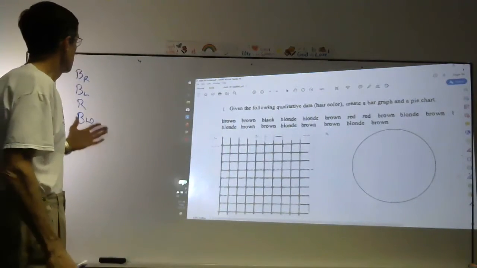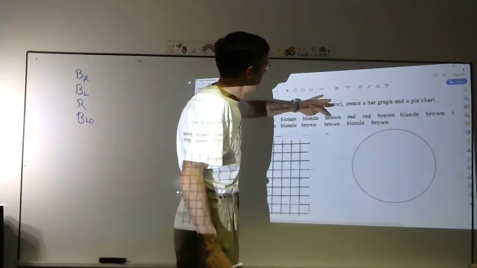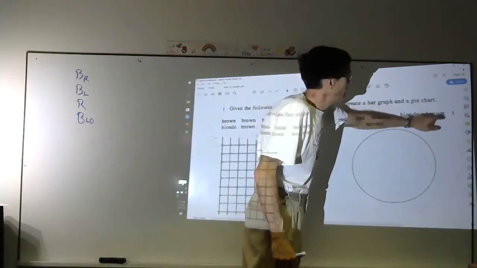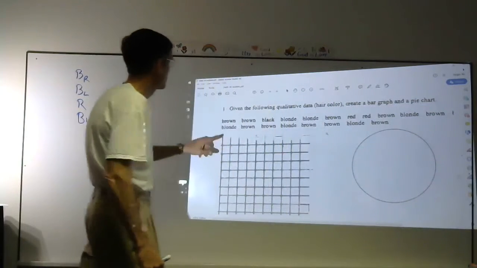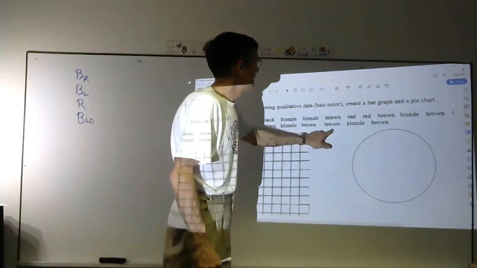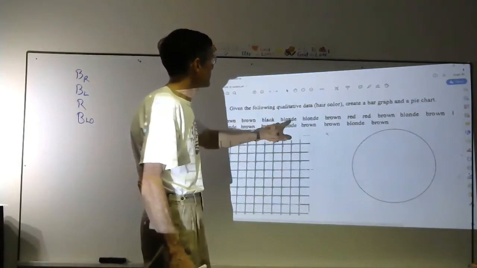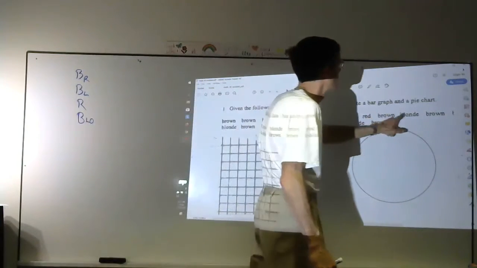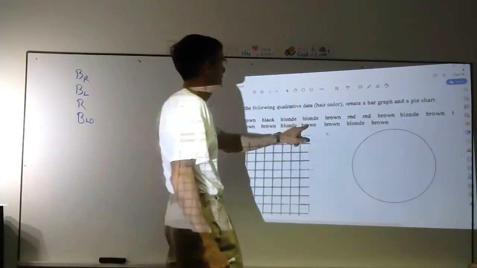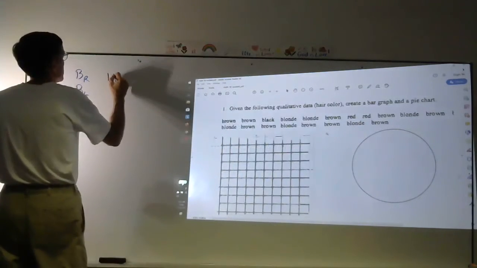So let's count. First, let's get the brown ones. 1, 2, 3, 4, 5. We said that was brown. 6, 7, 8, 9, 10, 11. Check it one more time. Brown. 1, 2, 3, 4, 5, 6, 7, 8, 9, 10, and 11. So we have 11 brown ones.